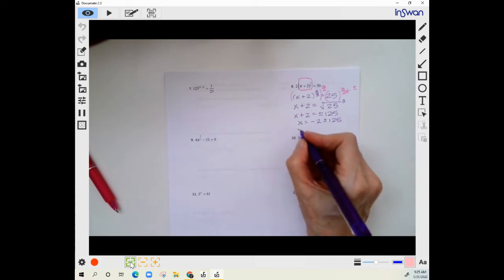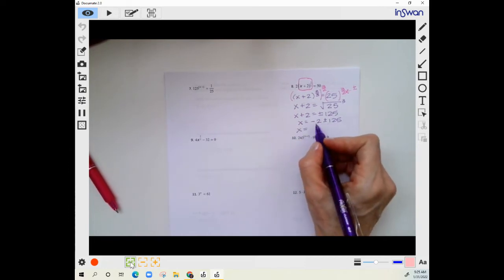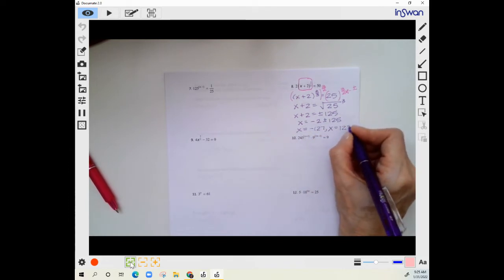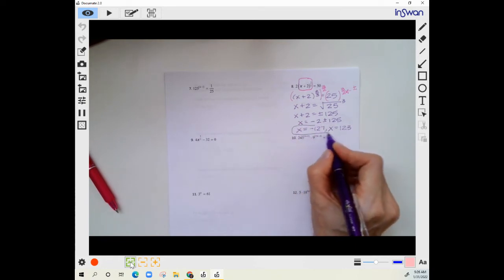Isolate x. Don't leave your answer like that. That can keep going. -2 minus 125 and -2 plus 125 give you your two solutions. So 9, you're going to do the same thing. You're going to isolate x to the 3 halves, and when it is, then you can raise both sides to the reciprocal power. 10 is just more like what we were doing before 8 and 9.